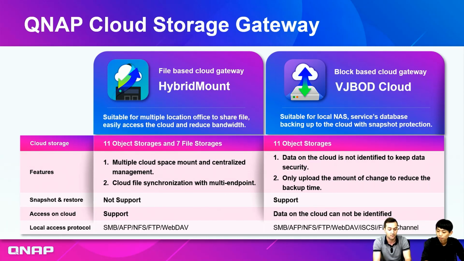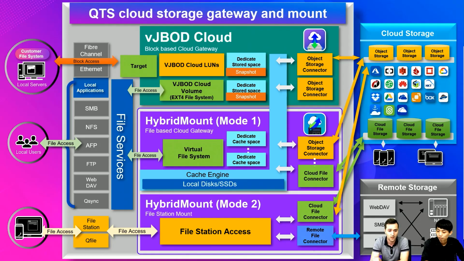And the other advantage that both of these two have is the local access protocols, increasing the speed of interaction with the cloud service. So this is the gateway and mount architecture that we have for HybridMount.